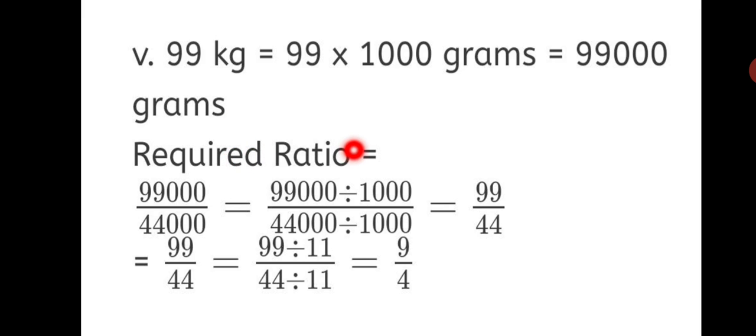So the required ratio will be 99,000 upon 44,000. As I mentioned earlier, you can cut down the zeros and take it as 99 upon 44 directly, or divide by 1000, you will get 99 upon 44. Once you get 99 upon 44, we know it is divisible by 11. So divide by 11 and you get your final answer 9 upon 4. So all you have to do is reduce it using a common factor.